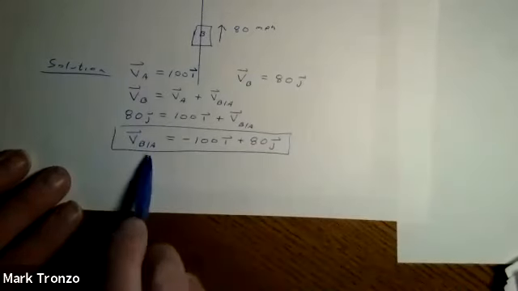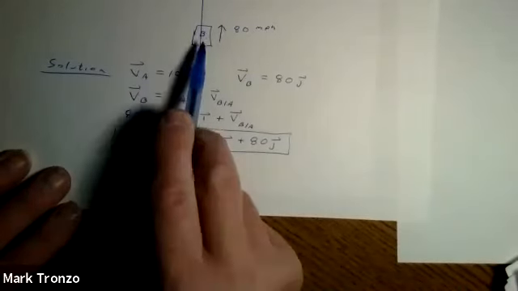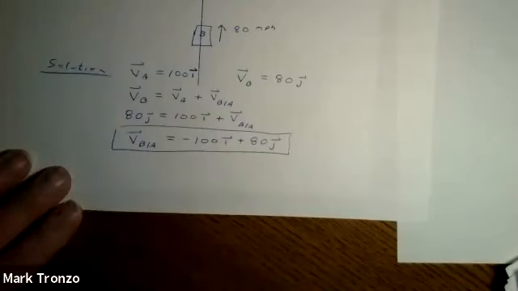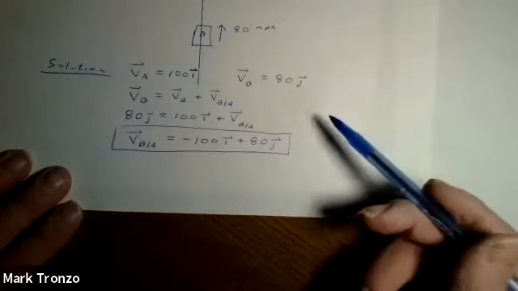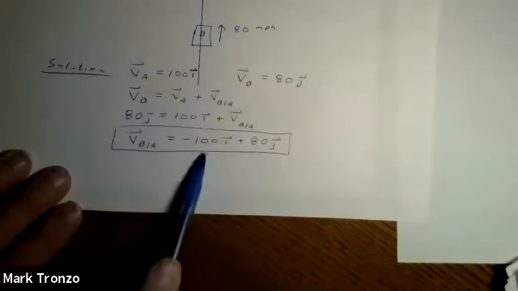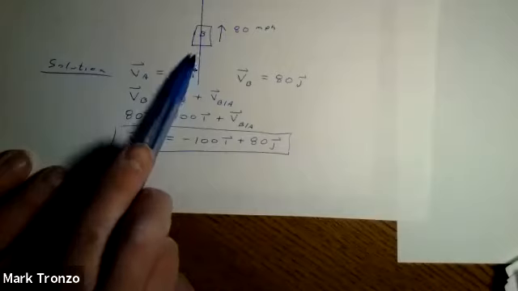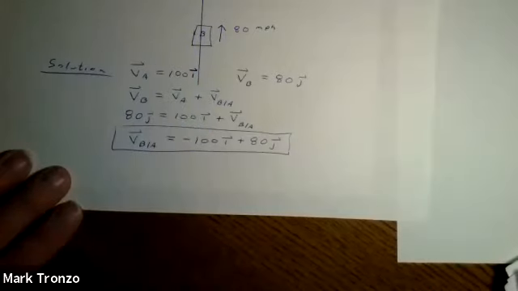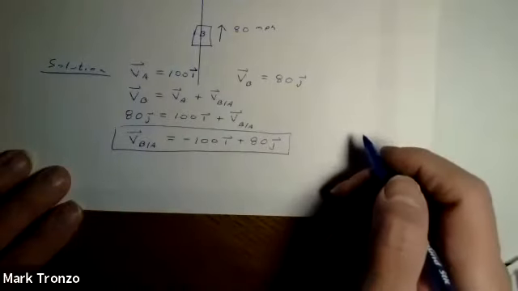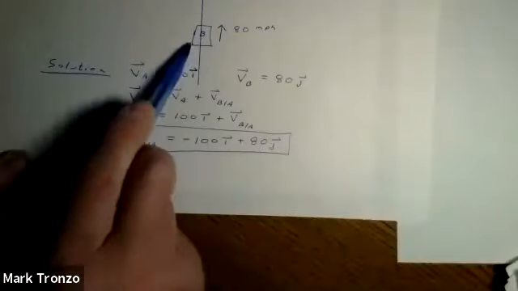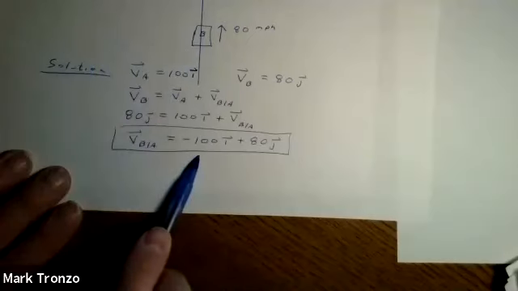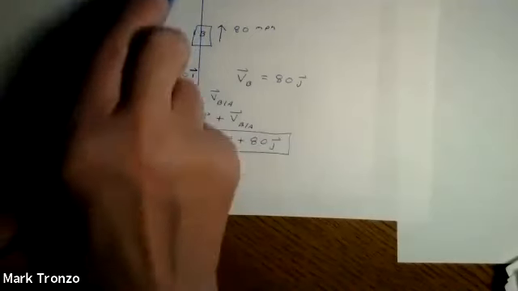So in other words, if you're in car A over here, it looks like B is moving this direction, minus 100, and this direction, 80. So in other words, if you're in car A, it looks like B is moving this way and this way.